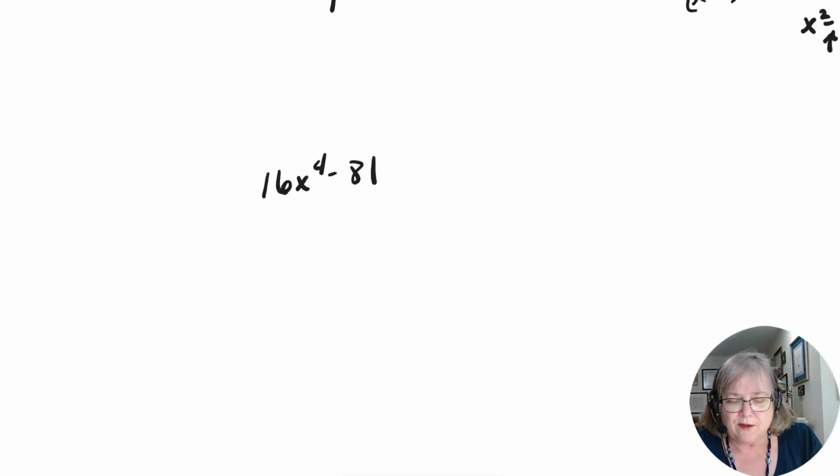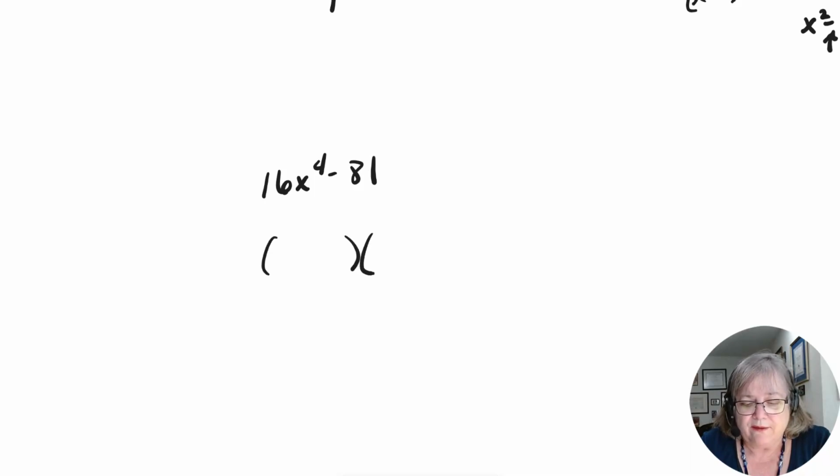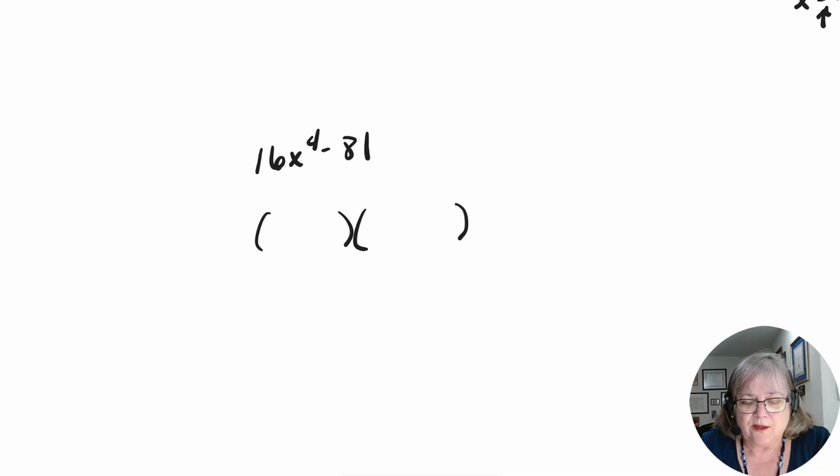Now, let's look at this one right here. What if you have 16x to the fourth minus 81? And you go, okay, is there anything in common to factor out between a 16 and an 81? I don't think so. And there's no x in common. So let's look at maybe it's the difference of two squares. So it's definitely a difference, and there's a square on each end. So the square root of 16x to the fourth is 4x squared.